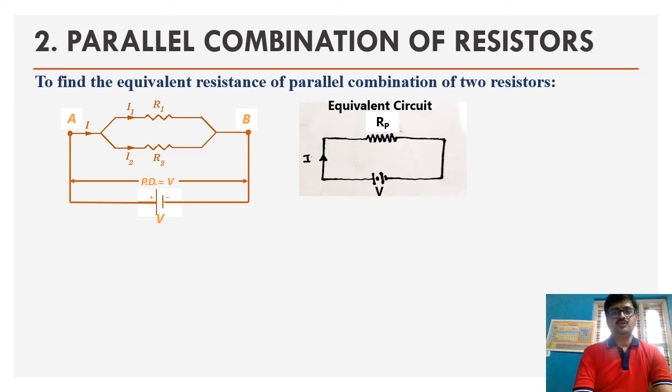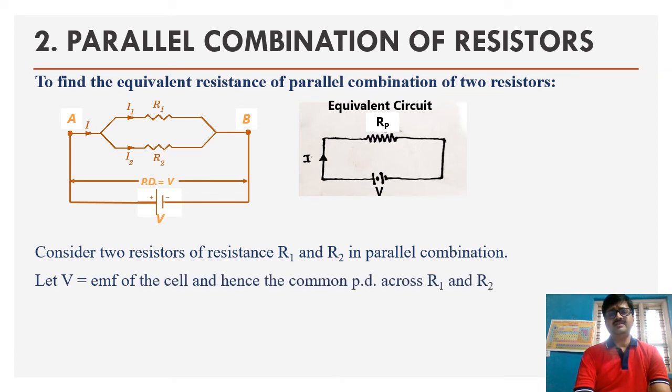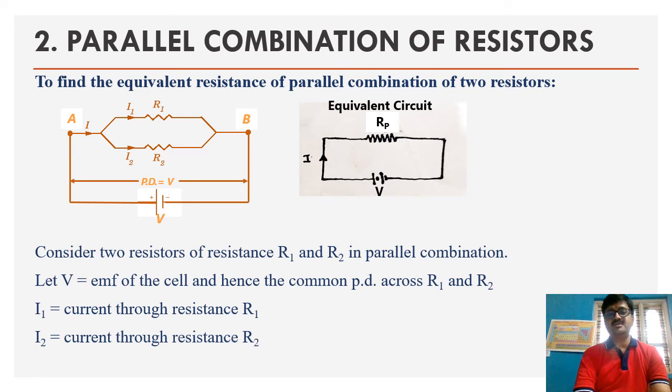And in order to proceed to the derivation, again we'll make certain considerations and assumptions. So let us consider two resistors of resistances R1 and R2 in parallel combination. Then again we will make some assumptions. Let capital V be equal to EMF of the cell and hence the common potential difference across R1 and R2. This point you must mention. Next, I1 is the current flowing through resistance R1. Similarly, I2 is current flowing through resistance R2. Now, these are some basic requirements for the derivation.